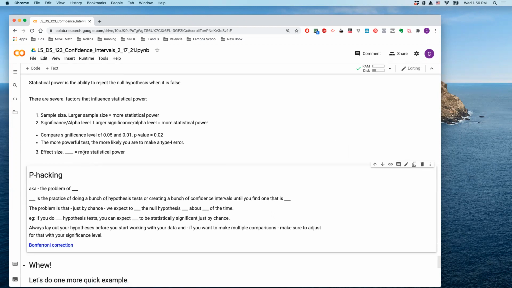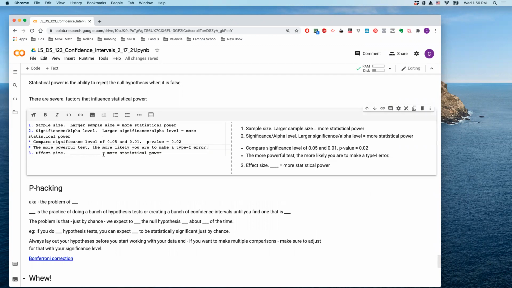So another one of these things where we have an interplay of how big do I want my significance level to be? How powerful do I want to make my test? Well, I could make it more powerful by changing my significance level, but that would also have the effect of causing me to potentially be more likely to make a type 1 error. And the last way that we can make our tests more powerful is by increasing what we call the effect size. So the larger the effect size, the more power our test has.